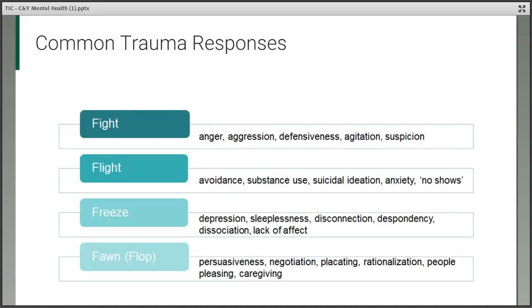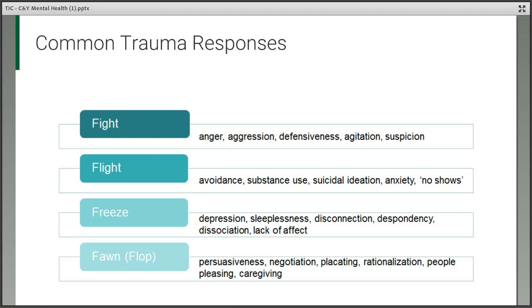So when we think about common trauma responses, most people are quite familiar with fight and flight. Some people have probably heard of freeze. And there are some scholars, authors, and researchers on trauma who talk about the fawn or flop response as well. And so I'll go through all four.